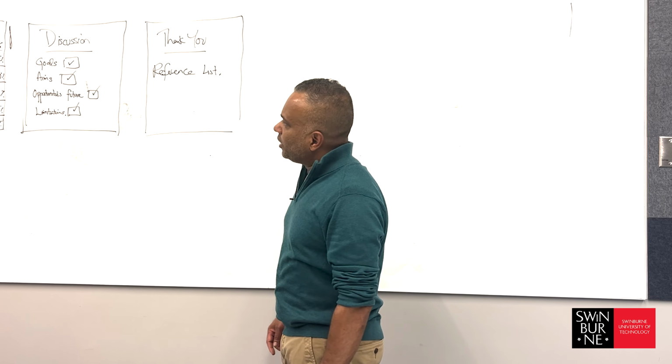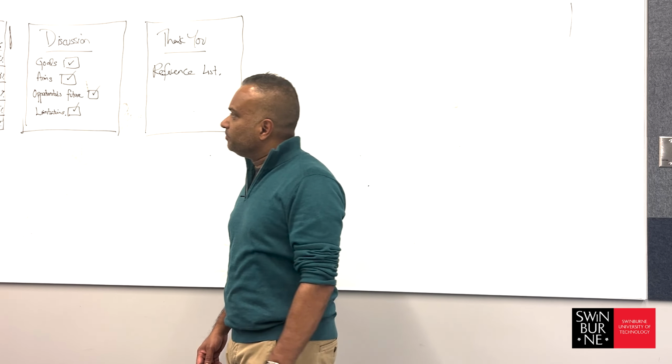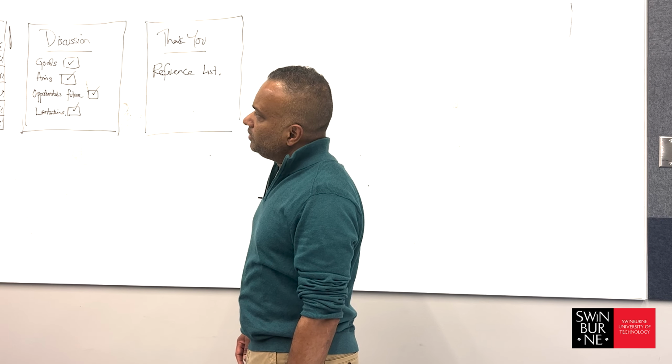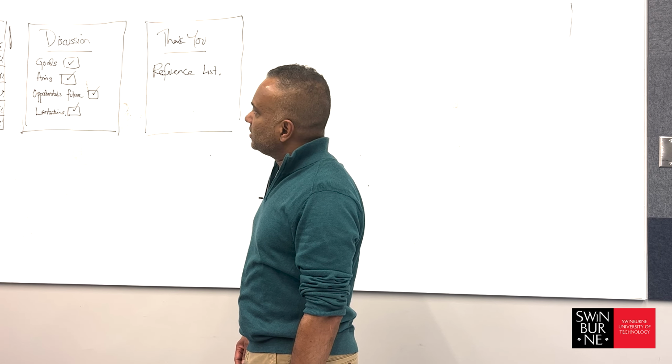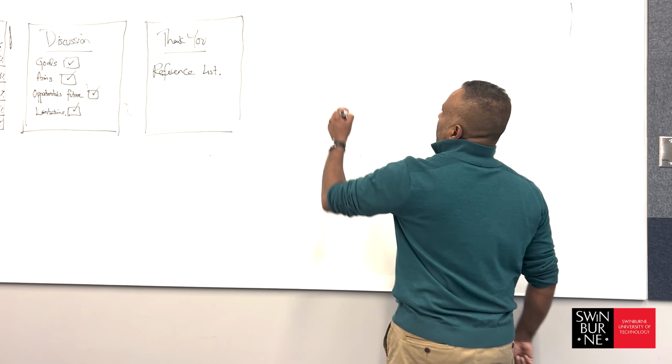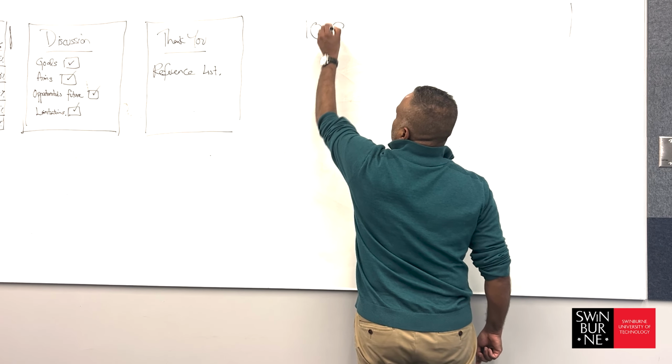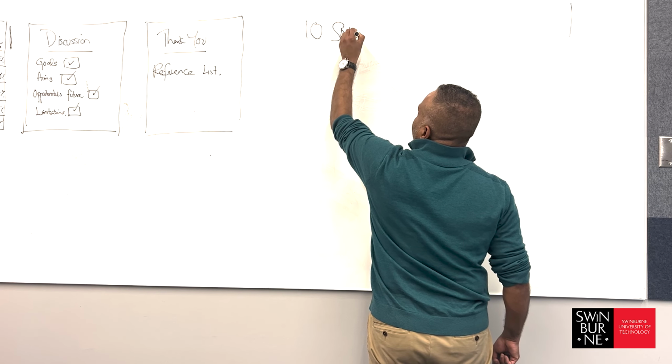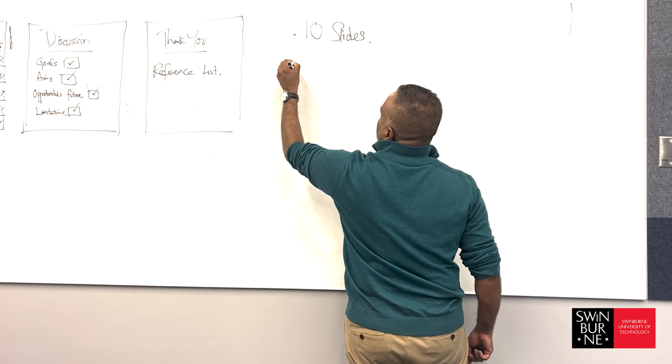Okay. So how many slides have we got overall? 1, 2, 3, 4, 5, 6, 7, 8, 9, 10 slides. So we have a total of 10 slides in this example.